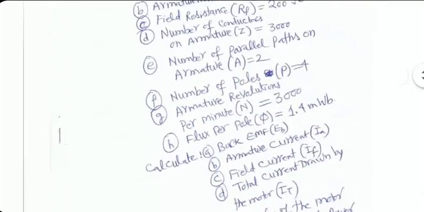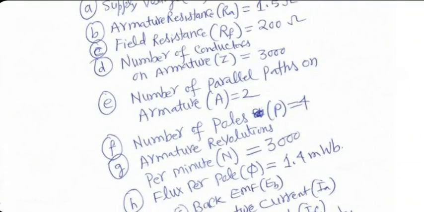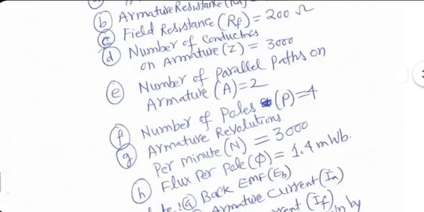Now, first thing is to calculate back EMF. It is phi ZNP divided by 60A. Phi is given as 1.4 milliweber. Z is given as 3000. N is also given as 3000. P is given as 4. And A is given as 2.